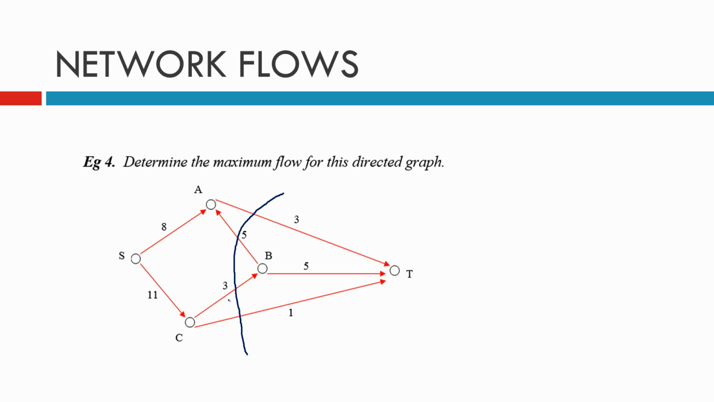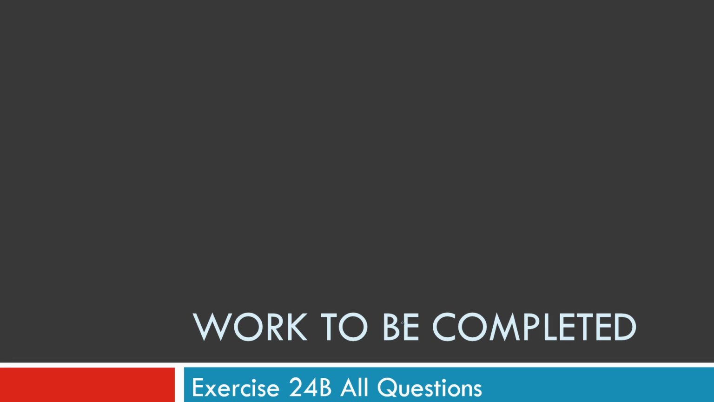We add the 3, the 5 is out because it's going backwards. We add the next 3 and we add the 1, so we get a total cut maximum flow of 7. 3 plus 3 plus 1 plus the 0. And the 0 is the 5, so we get 7. So that's our maximum flow. 24B. Thank you very much.